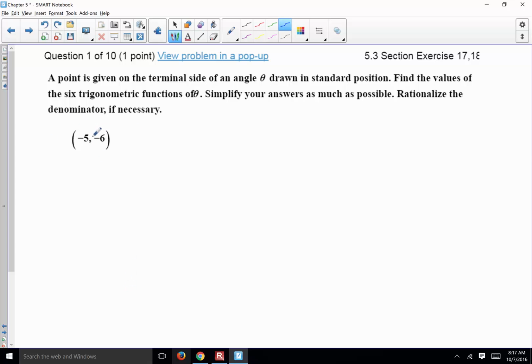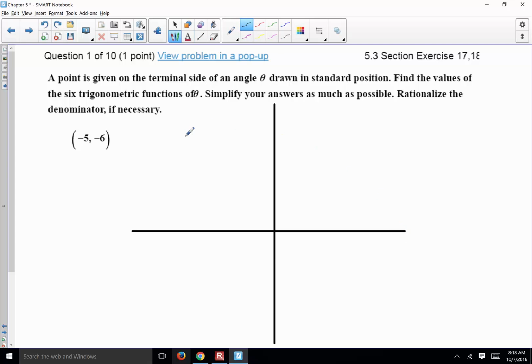We are going to do pretty much the same work with this point. So why don't we first sketch this? Please read the question, see what is asked. Before anything else, I want to show where this point is. Negative 5, negative 2, negative 4. Negative 5 is about here. Negative 6 is about here. And they meet each other there. This is your point.